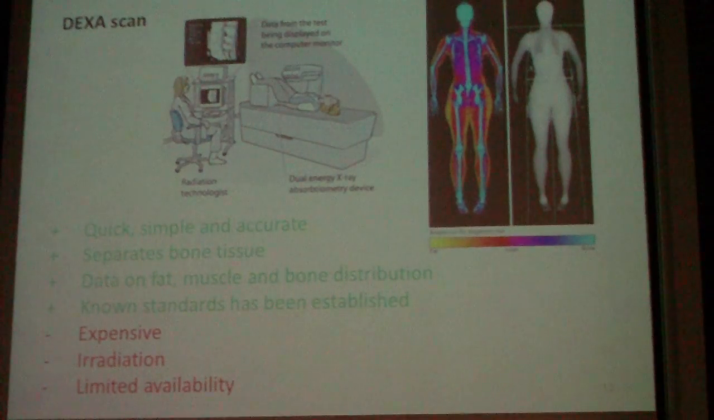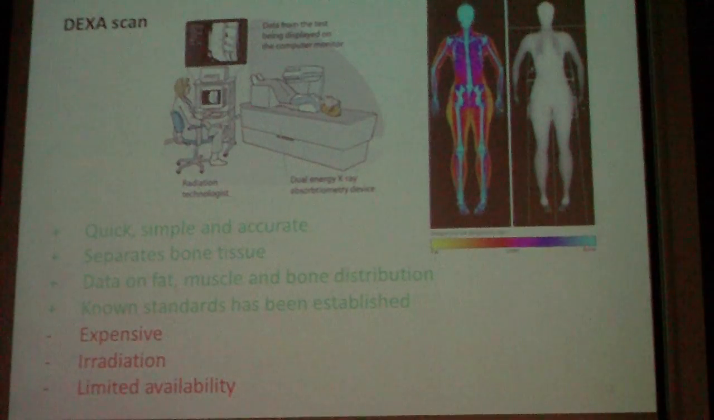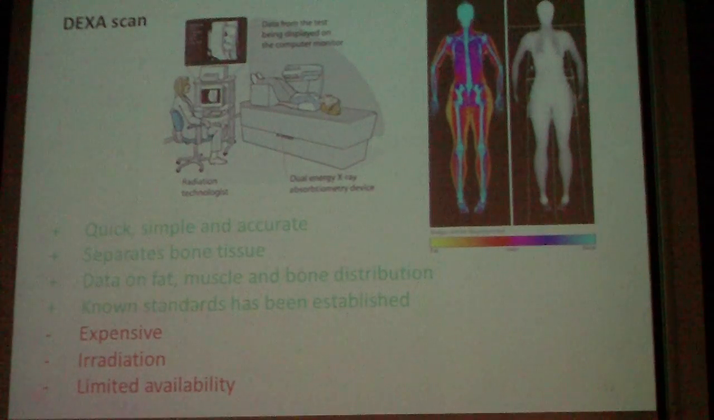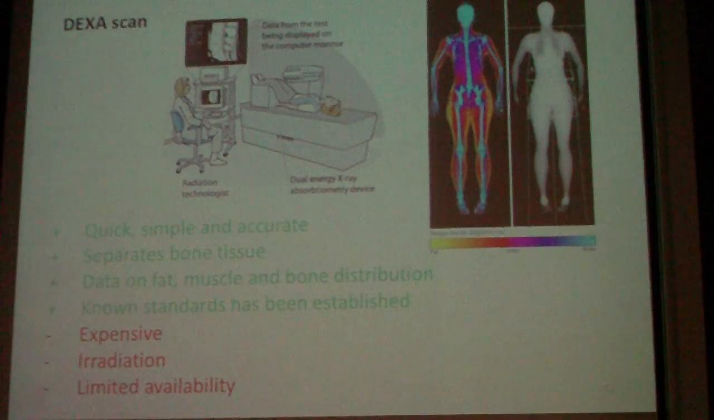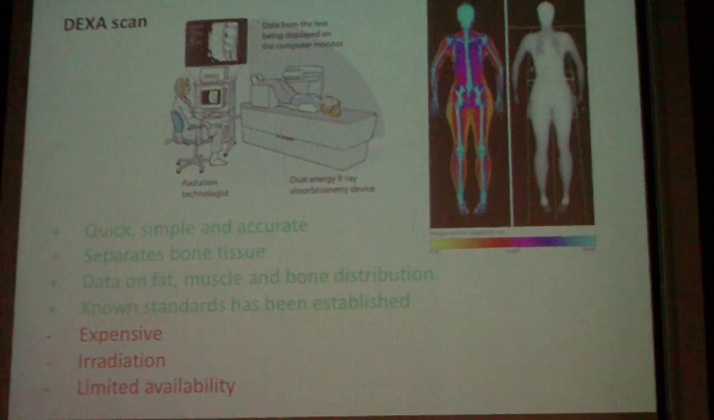Then we also have the DEXA scan. DEXA scan is originally used to measure bone tissue, but it can also detect muscle tissue and fat tissue. It's easy and quick, about 10 minutes. The person has to lie down under a scanner. But the problem in children is that it involves radiation, so it's not ethically acceptable to put children under the scanner. There are standards being established, but it's also expensive, so we don't use it. It has limited availability in the hospital, as many people need a DEXA scan, so it's not always available.